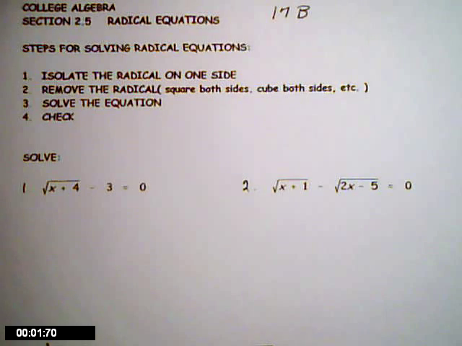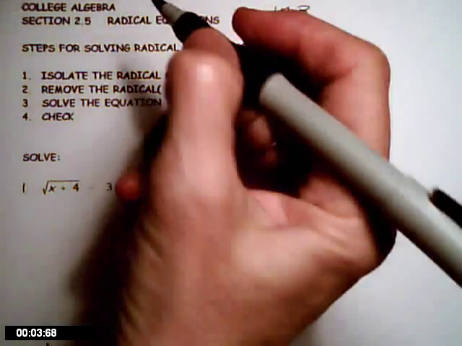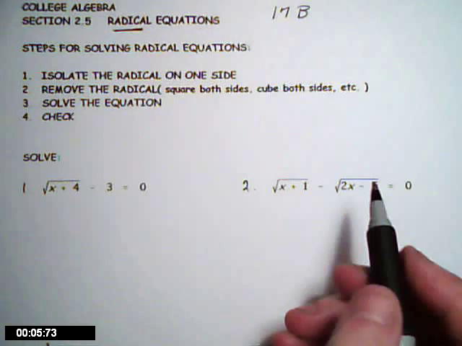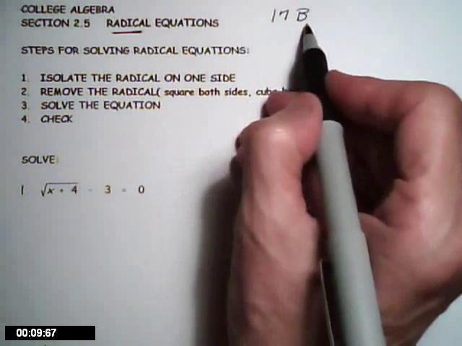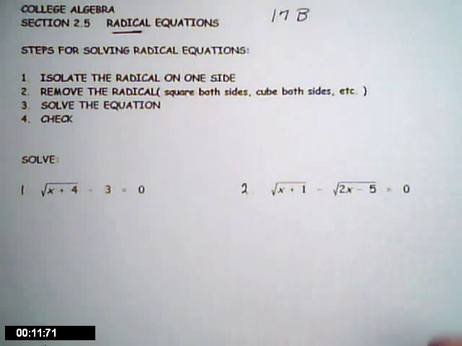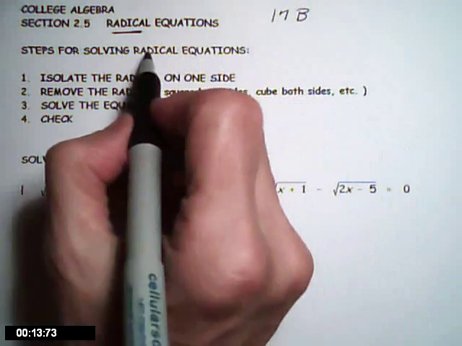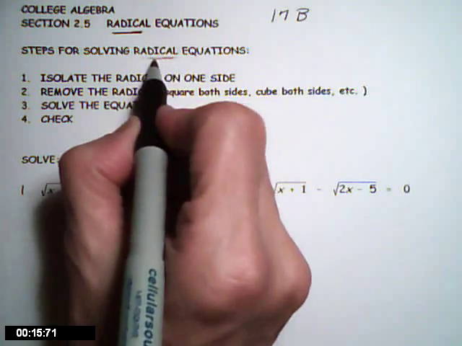This video is also on section 2.5. It's going to deal with radical equations. The homework associated with this will be number 17b, the second part of 2.5. A radical equation is one that has a radical sign.